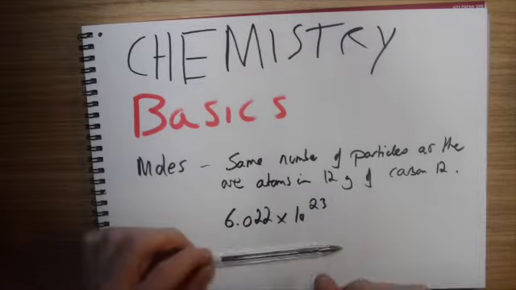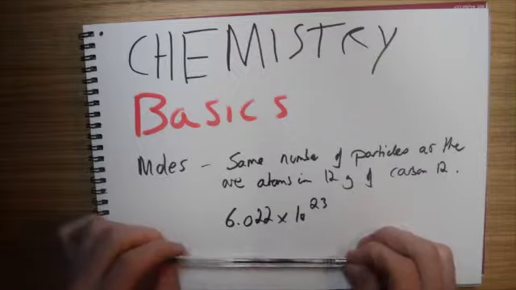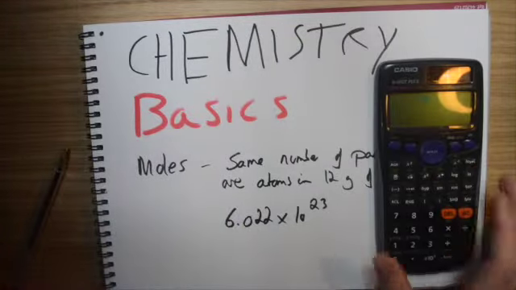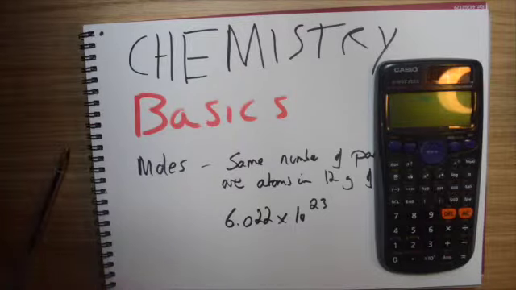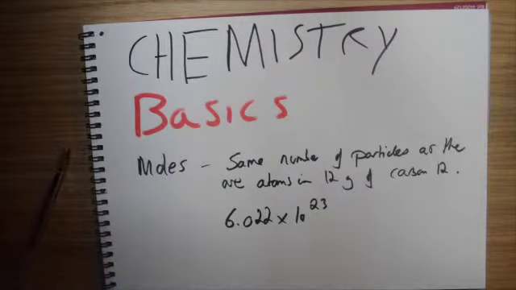So again, if I come back to the pens, if I have a mole of pens, I'm going to have 6.022 times 10 to the 23 pens. If I have a mole of calculators, I'm going to have 6.022 times 10 to the 23 calculators. If I have a mole of sheep, I'm going to have 6.022 times 10 to the 23 sheep.